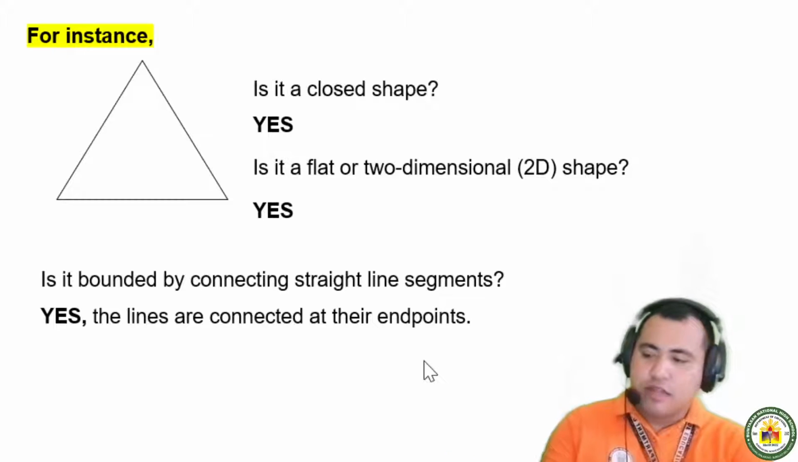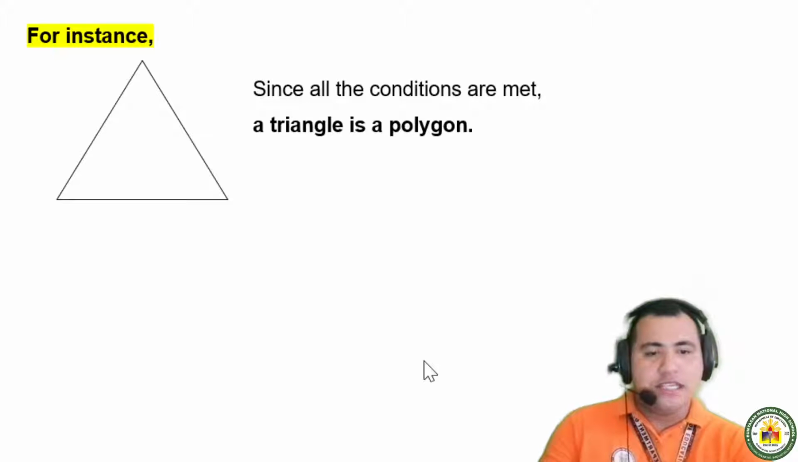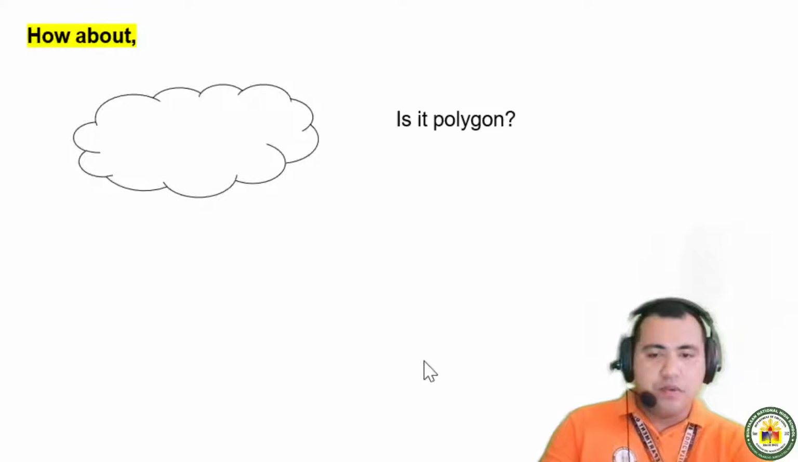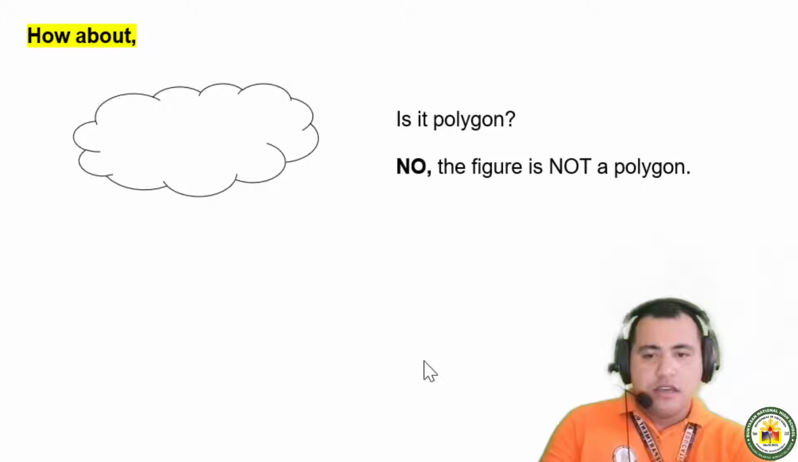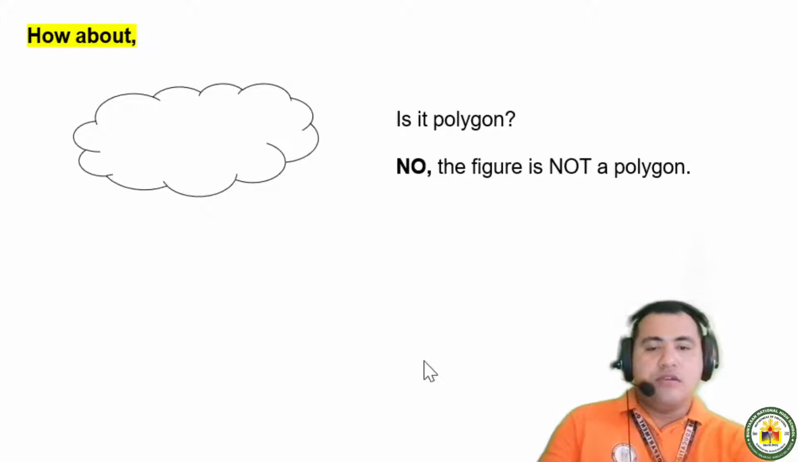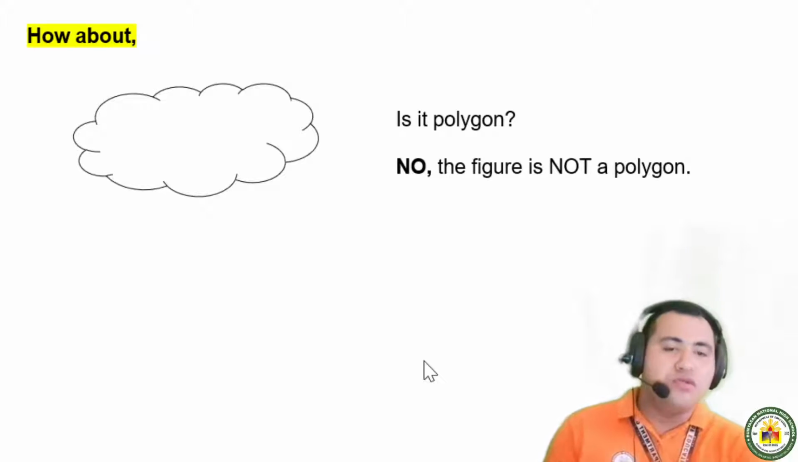Kay na-meet na ang tulo ka condition, we can consider this triangle as a polygon. Okay, how about this figure? Is it a polygon? No, the figure is not a polygon. What makes that figure not a polygon? Let's find out unsa nga condition ang wala na-meet.